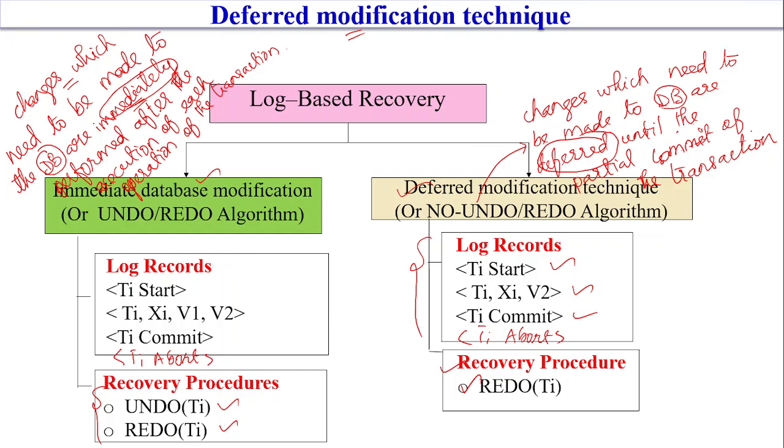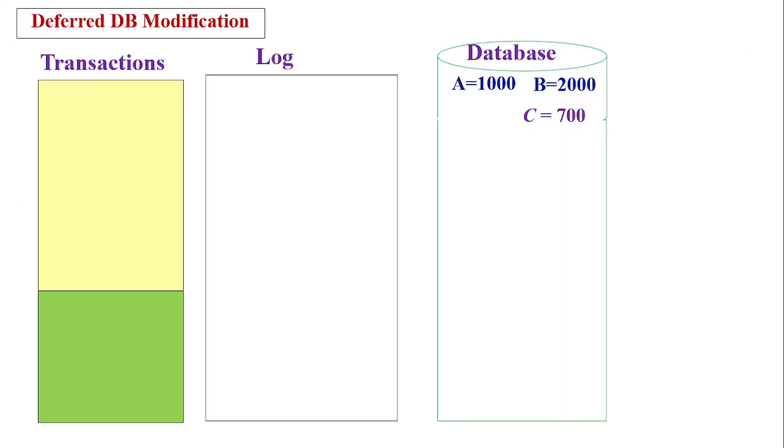Okay, let us now discuss how deferred database modification technique records the activities of transactions and how it applies the recovery procedure when system failure occurs to restore the database to its consistent state with a suitable example. Here in deferred database modification technique, we are going to take two transactions in a serial schedule.